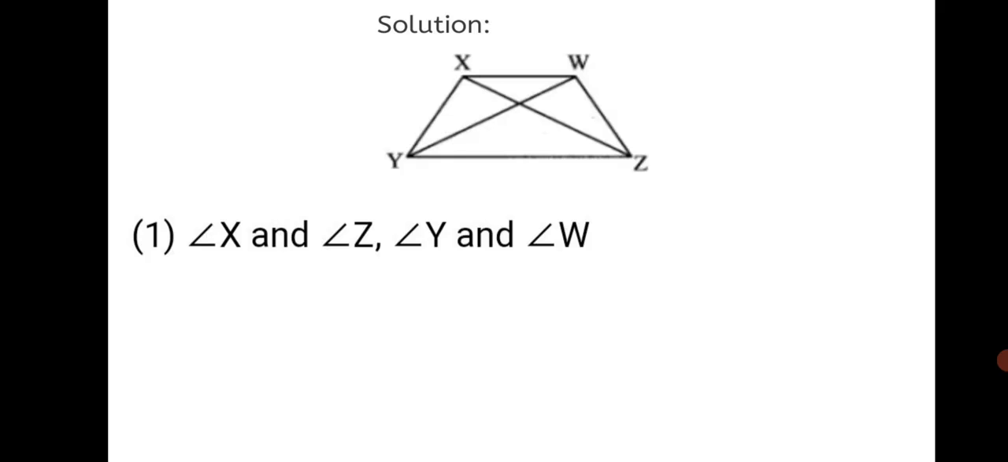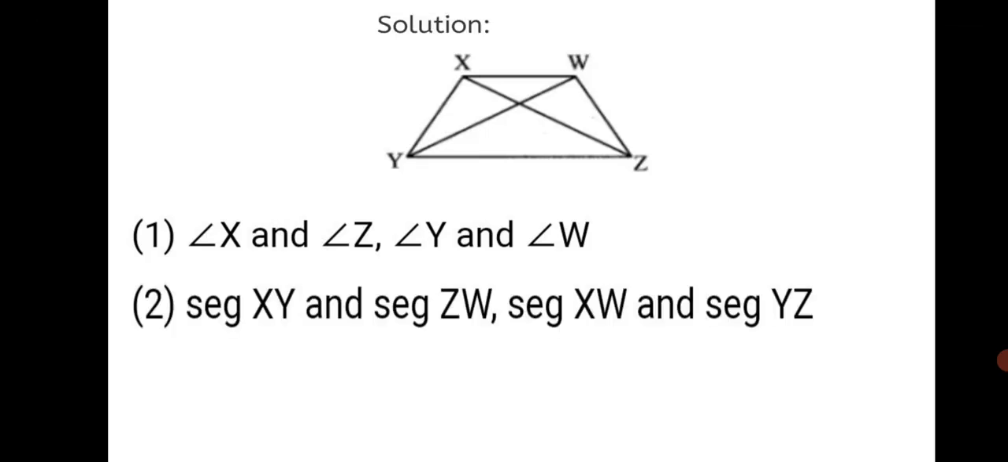Second, the pairs of opposite sides. So let's write the pairs of opposite sides. Here we have seg XY and seg ZW. XY is here and ZW is here, opposite sides. Similarly, seg XW and seg YZ is another pair of opposite sides. Third question, the pairs of adjacent sides.